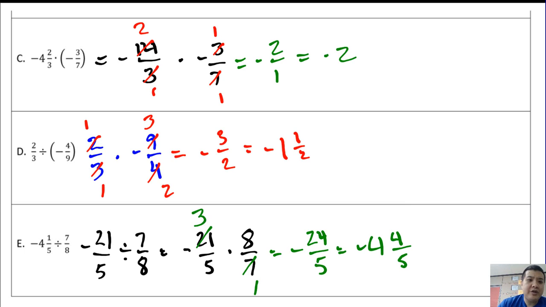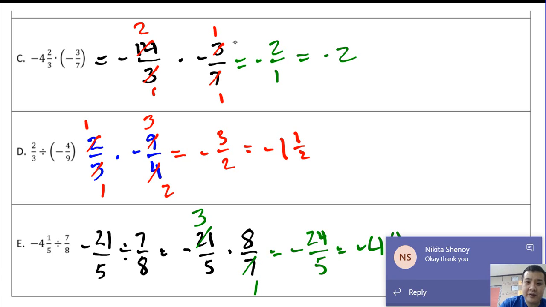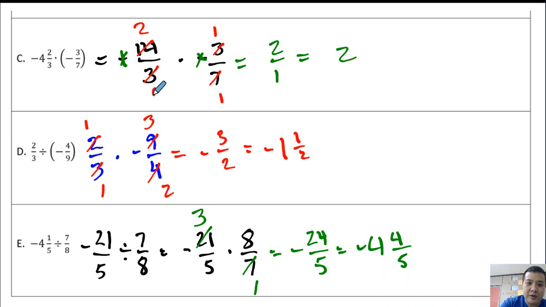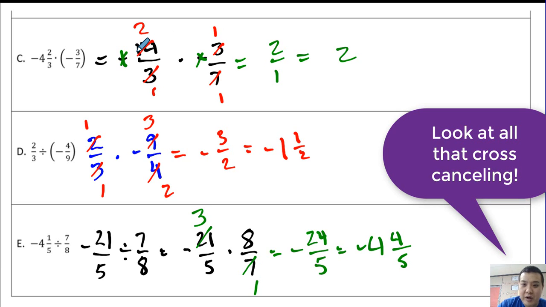For C, what you should have found is the answer is negative, or not negative, excuse me, that should be a positive 2. Positive 2, because these negatives cancel each other out, right here. So we have an answer of positive 2. Notice how we can cross cancel. 7 goes into 14 twice, and it goes into 7 once. 3 goes into 3 once, 3 goes into 3 once. So all we're really doing is a simple 2 times 1 and 1 times 1. And 2 over 1, as we know, is 2.